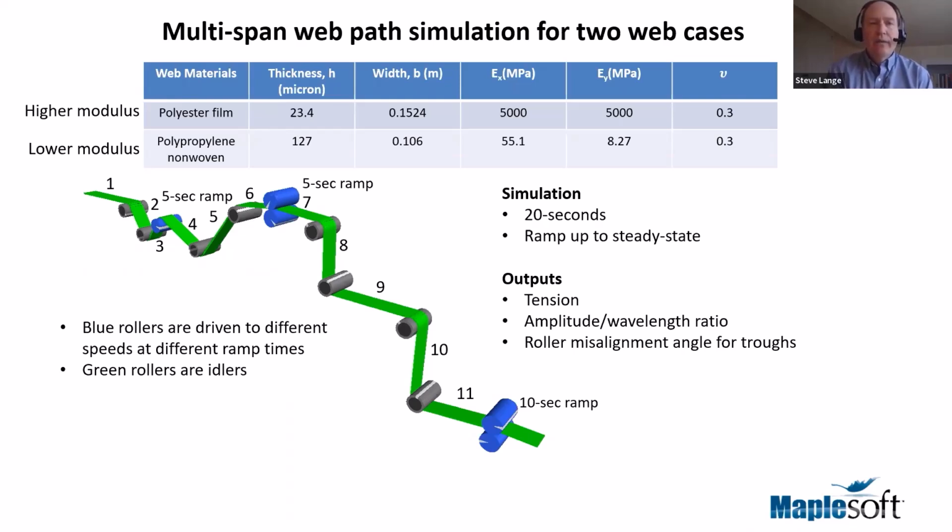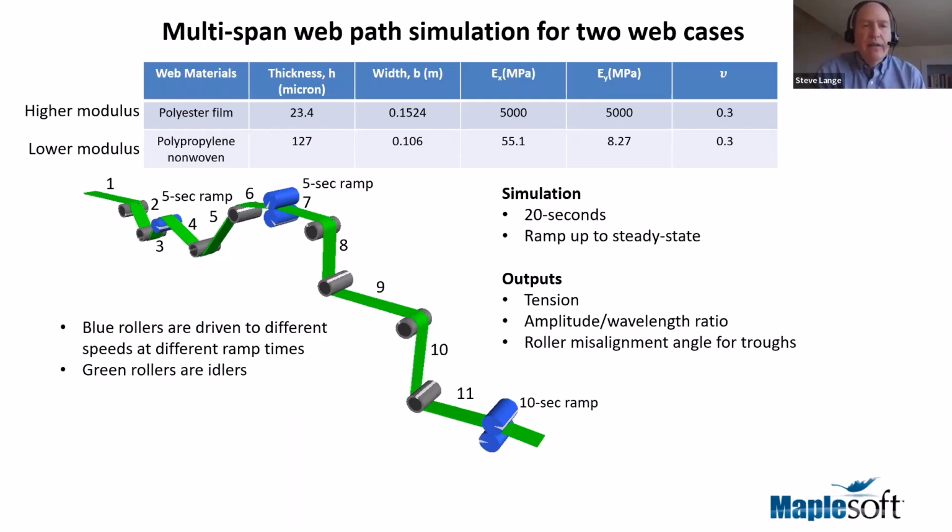Now, to understand the robustness of this particular web path and see how it might do with different types of materials, we have 2 example webs that we want to run this simulation with. The first, which is a higher modulus, a stiffer web, is a polyester film. You can see in the table there, we've got its thickness, its width, its machine direction modulus, its cross machine direction modulus, and a Poisson ratio.